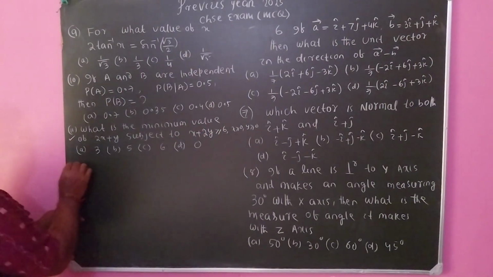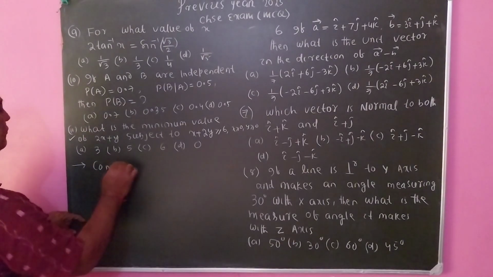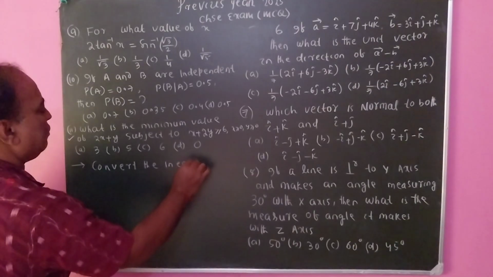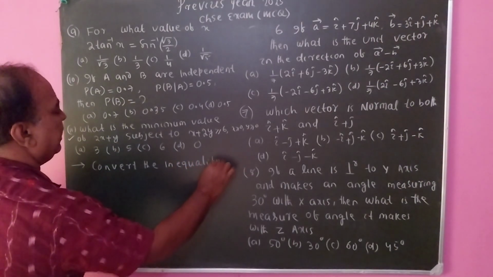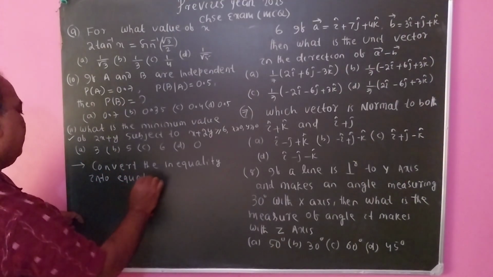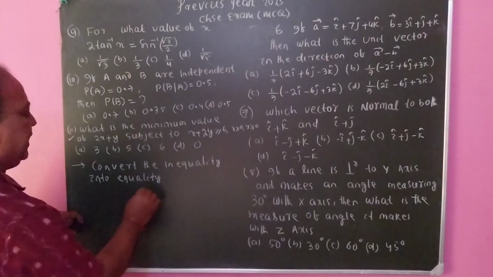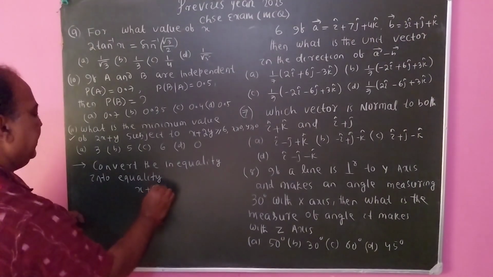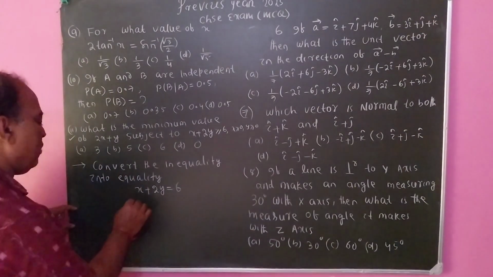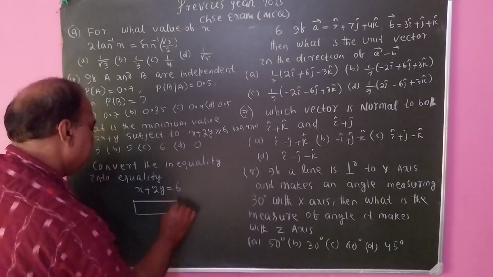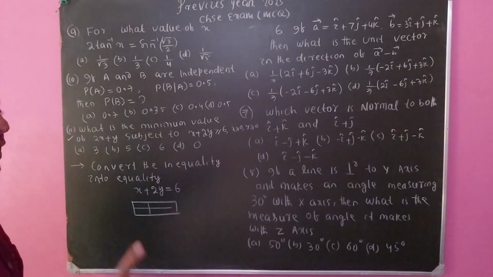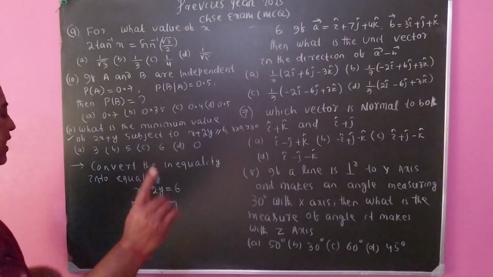Write down the step: convert the inequality into equality. So x plus 2y is equal to 6. Then we have to make one table. For the point on the x-axis, we put y equal to 0. For the point on the y-axis, we put x equal to 0.